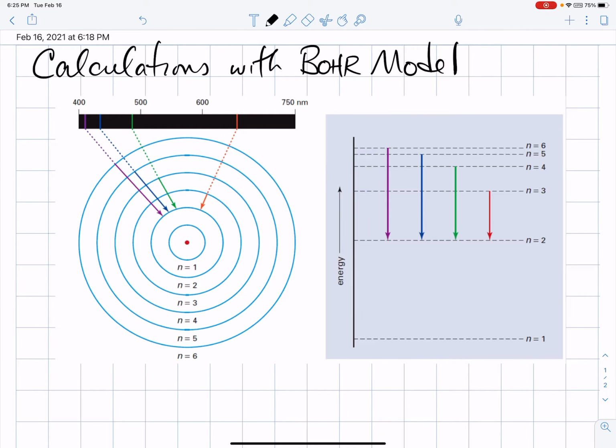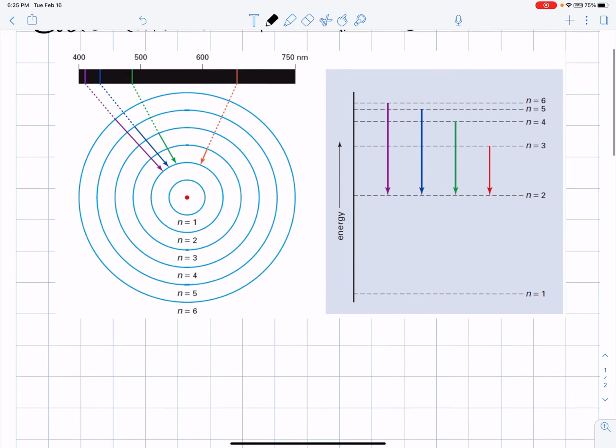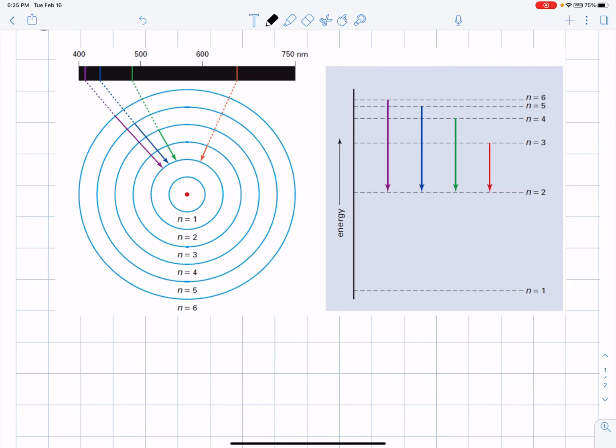So in this video, we'll take a look at the Bohr model of the atom. We'll practice doing some calculations with his energy equation. So you remember that Bohr gave us an equation to find the energy of an electron when it's in any given energy level within an atom.